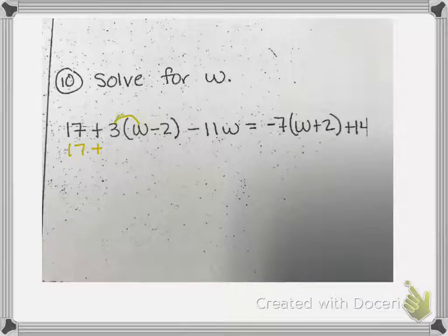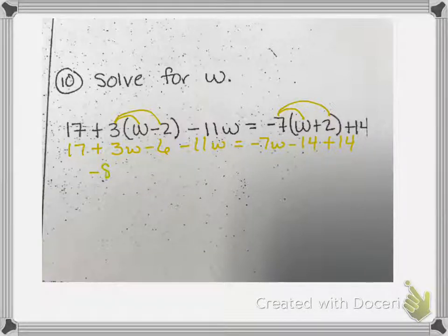Alright, same kind of situation here. So I have 17 times 3 times w minus 2 gives me 3w minus 6 minus 11w is equal to, distribute the negative 7 times w plus 2 gives me negative 7w minus 14 plus 14.